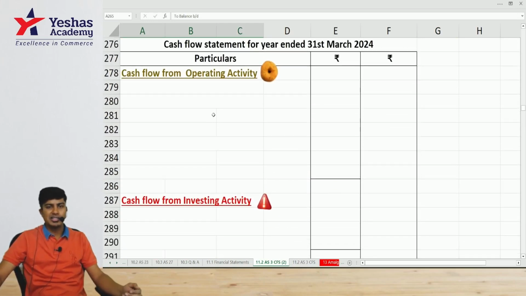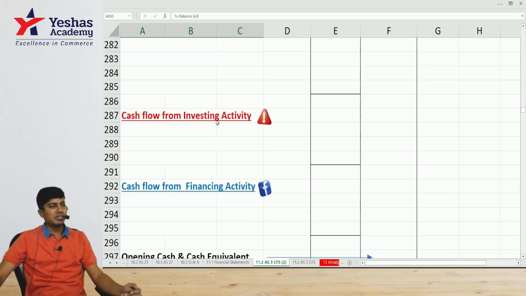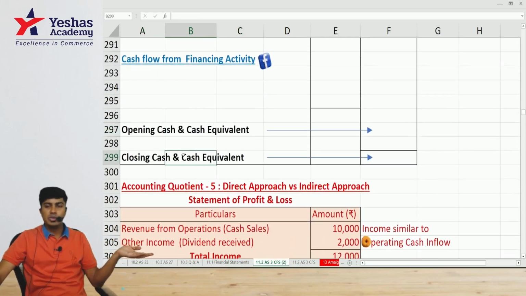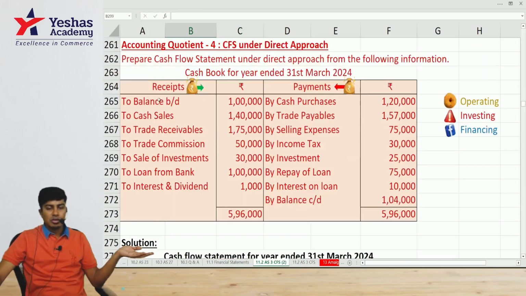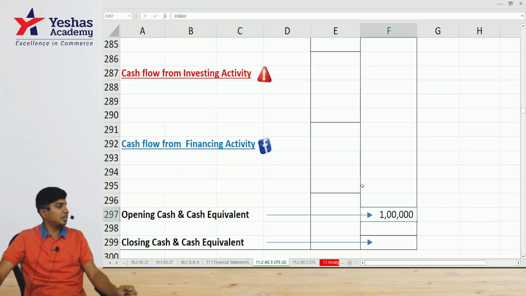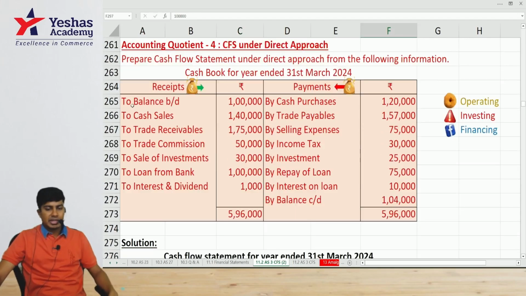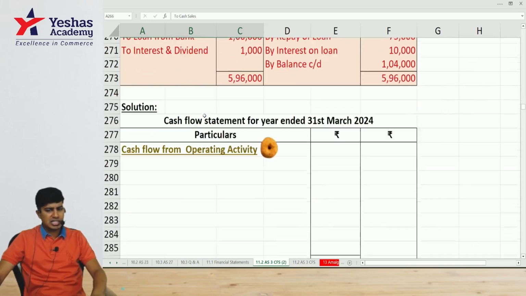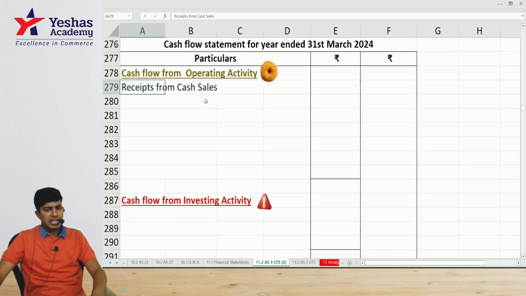I'll write all operating items at one place, all investing items at one place, all financing activity items at one place. At the end I'll write opening and closing. Opening is 1 lakh, so I will write 1 lakh here as opening cash and cash equivalent. Done. Come to the items here. First one, cash sales. What is it? Operating. I'll write cash sales in operating activities here. Receipt from cash sales 1 lakh.